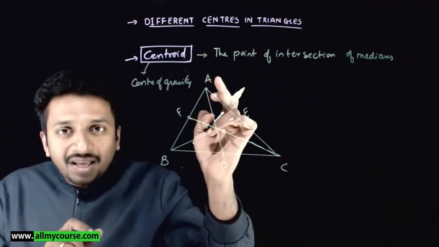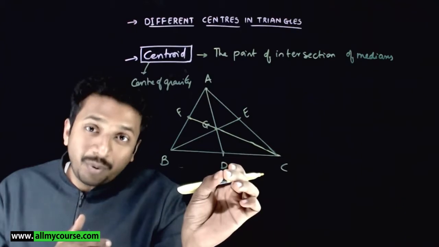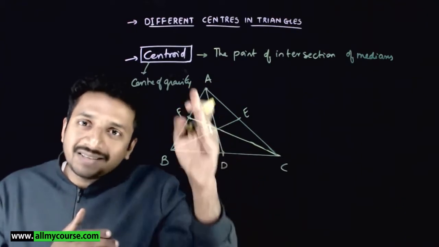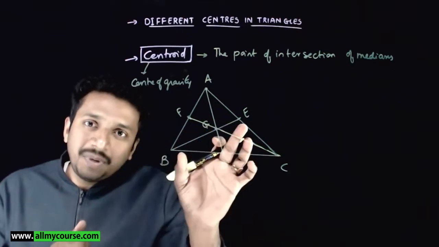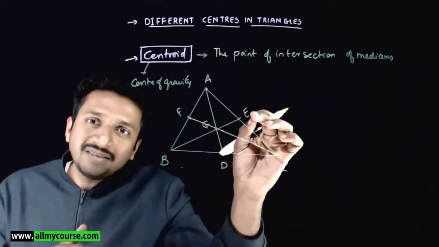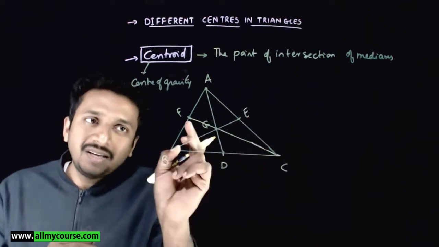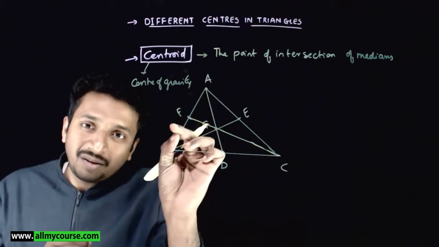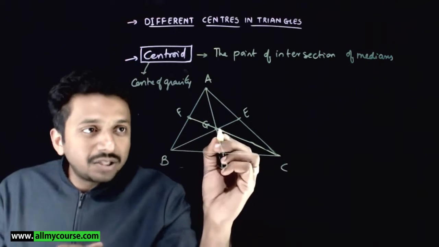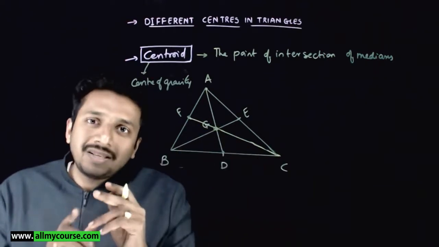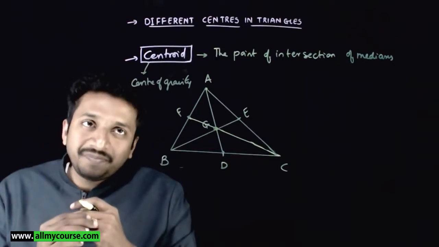So if you take the vertex A, the opposite side is the side BC. So if D is the midpoint of BC, then AD is the median. Similarly, BE is the next median if E is the midpoint of AC. And the line joining C to the midpoint of AB, in this case denoted by F, is the third median. And the point of intersection of all these medians is called the centroid of the triangle. It is denoted by the letter G.